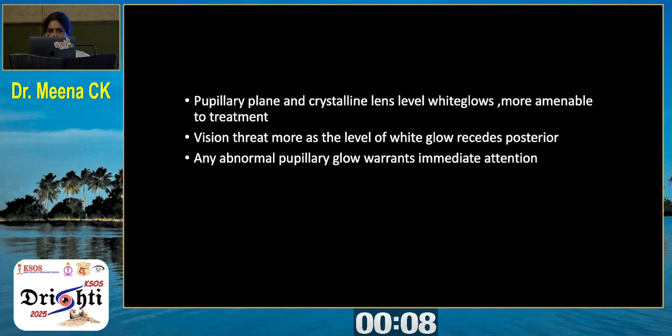So pupillary plane and crystalline lens level white glows are more amenable to treatment. As you go posteriorly, it's a little more difficult, and the vision threat is greater as the level of the white glow recedes posteriorly, and any abnormal pupillary glow warrants immediate attention.